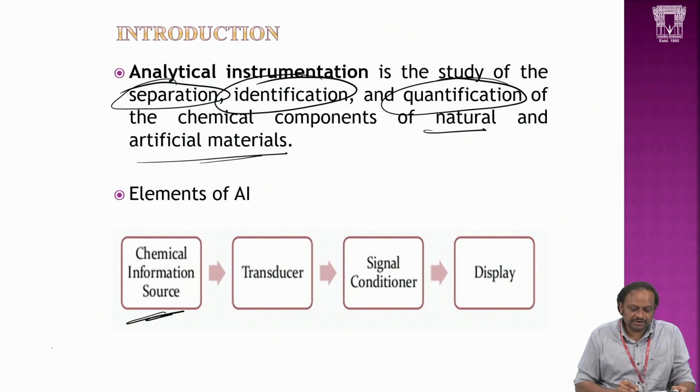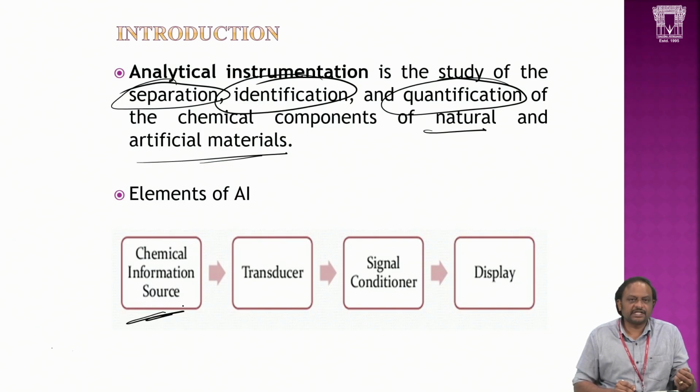Chemical information source: suppose any drug or any chemical is there. How do you want to extract information from those chemicals? By igniting the chemical with a flame, or by giving some electrical pulse to the sample, or by supplying heat, or by throwing light onto the substance. You can do anything like that. So usually this is how the chemical information source is going to be ignited.